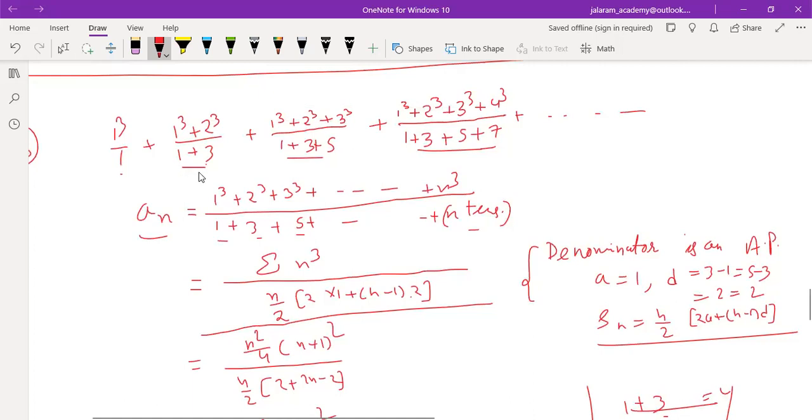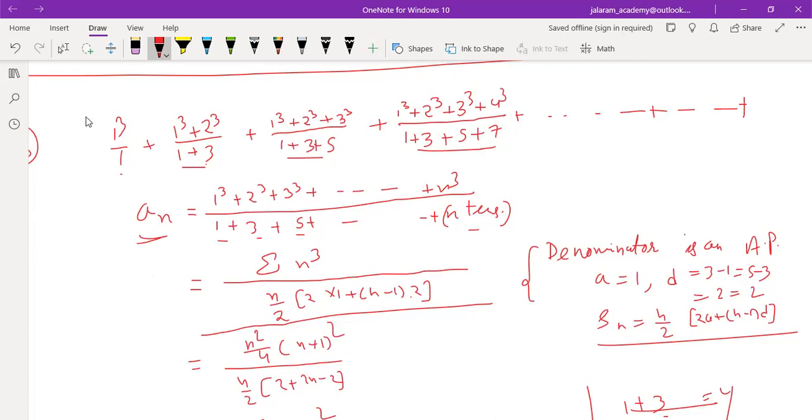Next series: 1 cube by 1, plus 1 cube plus 2 cube upon 1 plus 3, plus 1 cube plus 2 cube plus 3 cube upon 1 plus 3 plus 5, plus 1 cube plus 2 cube plus 3 cube plus 4 cube upon 1 plus 3 plus 5 plus 7, and so on up to n terms. We have to find the sum to n terms. So first we find an. For this we have to find the nth term.